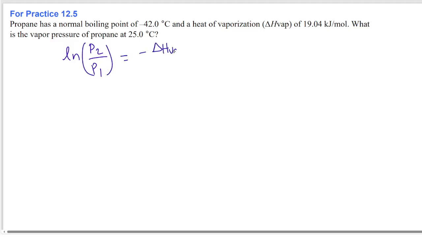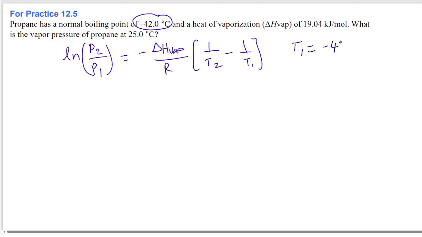negative delta H of vaporization over R times 1 over T2 minus 1 over T1. Now, the normal boiling point is negative 42 degrees C, and we know that that would be at 760 torr, so we can use that as one of our points. Okay, let's call that T1 and P1. So T1 is equal to negative 42 degrees C, and P1 is equal to 760 torr.